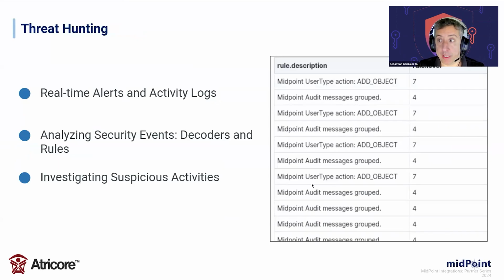So let's start with the first example, right? Threat hunting is what it's called in Wazuh. This is basically Wazuh analyzing real-time alerts and activity logs, right? And it will decode those events, and it will process those events as part of the rules that we have, and then we can use that to analyze suspicious activities. So what do we mean with this, right? Because so far we've been talking about these events and alerts, a little abstract.